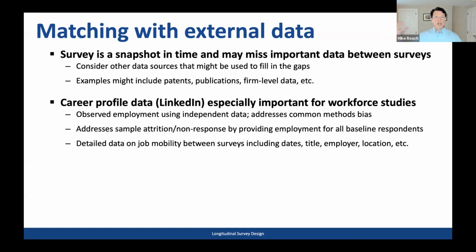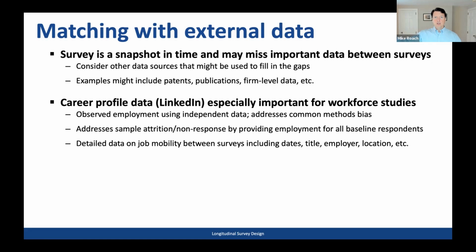And by having different data sources, you can avoid some of the concerns over common methods bias. This also allowed us to address some of the attrition and non-response by having observable employment outcomes for nearly everybody in our sample, including those who didn't respond to subsequent surveys. One of the ways we've done this is we have our baseline survey.